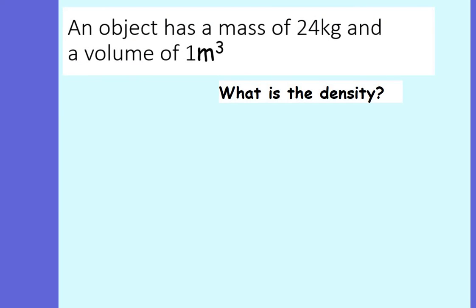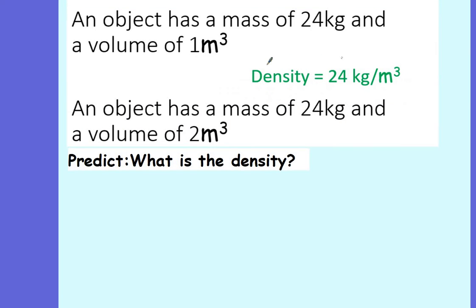So let's start off by looking at an object that has a mass of 24 kilograms and a volume of 1 metre cubed. What is its density? Now the density this time is going to be 24 kilograms per metre cubed, because I've only got 1 metre cubed. Now I've got an object which has a mass of 24 kilograms and a volume of 2 metres cubed. Can you predict what the density might be?